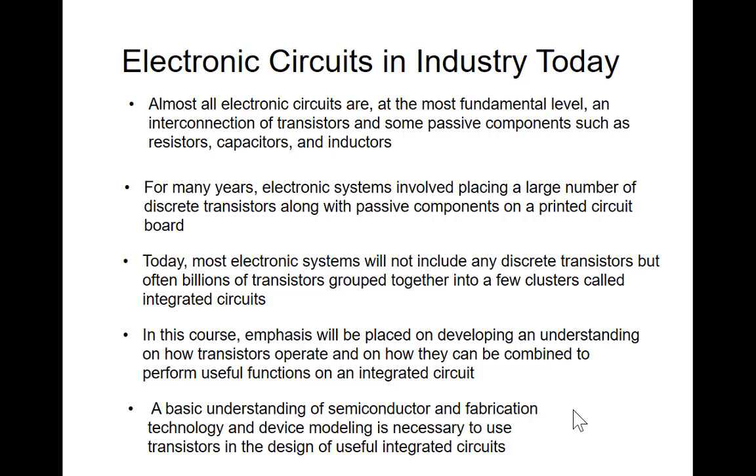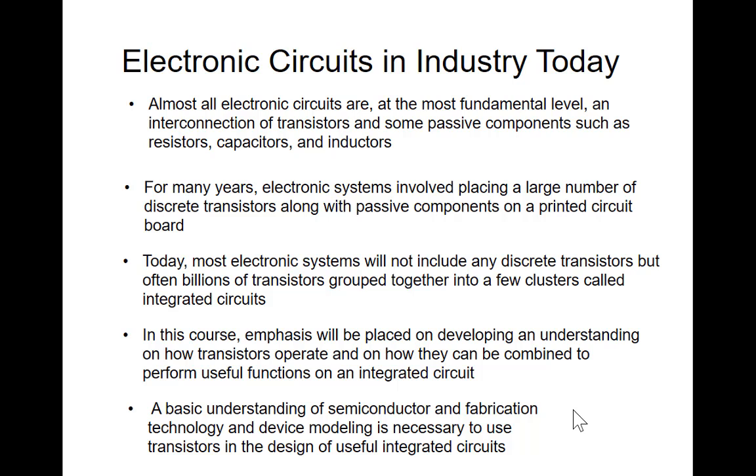For many years, electronic systems involved placing a large number of discrete transistors along with passive components on a printed circuit board. If you open up some older equipment, you'll see a printed circuit board with lots of resistors, lots of capacitors, and a few transistors. Today, most electronic systems will not include any discrete transistors, but often billions of transistors grouped together in a few clusters called integrated circuits.